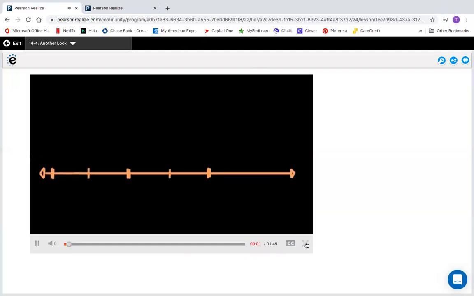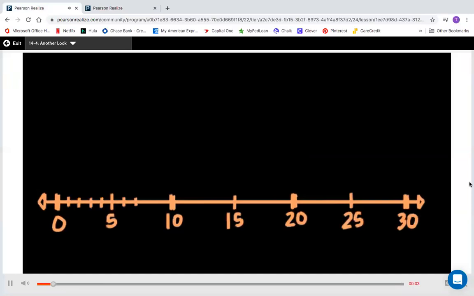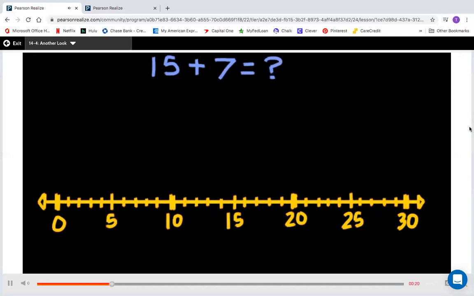Number lines are great because they can help me add or subtract two numbers. Like in this problem. If I walk 15 blocks from home to get to my friend Johnny's house, and then I walk 7 more blocks to get to my friend Samantha's house, how many blocks will I have walked in all? Let's show it on a number line.